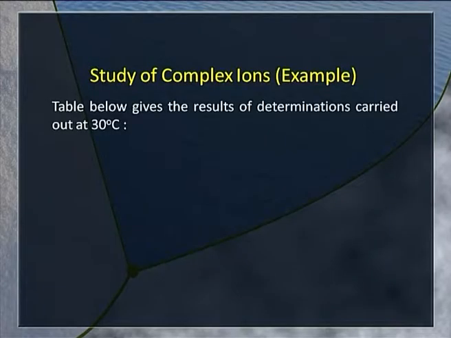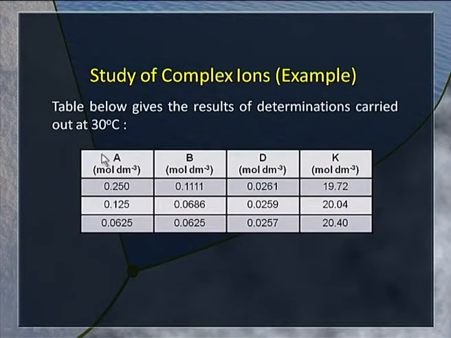Now, let us find out how valid is this discussion that we have made about the complex ions. Here is a table which gives the results of determinations carried out at 30 degrees centigrade for the above reaction. The values of A, B and D as found out from experiment are given here. Using these values, K is calculated.